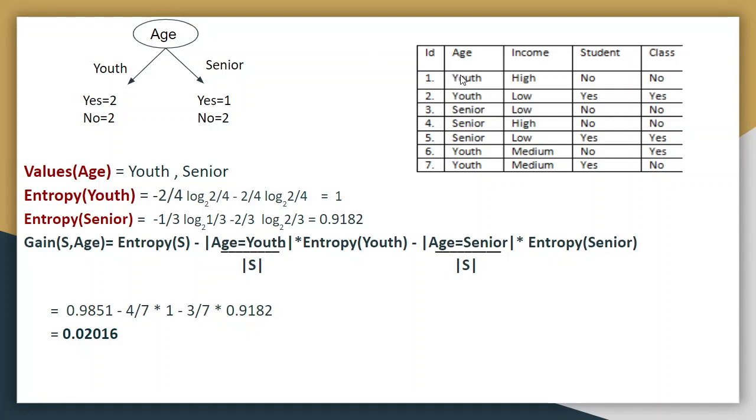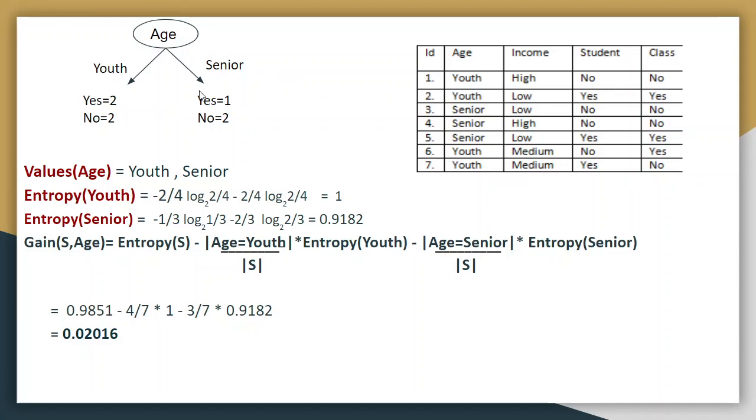As we can see, youth, no, we will not count it. Youth, yes, we will count it, so we have 1. And again youth, yes, we will count it, 2. So we have 2 records where the class label is yes and the age attribute has its value as youth. We can calculate for no also. The number of records where age has its value as youth and class label as no is 2, as youth, no, and again here youth, no.